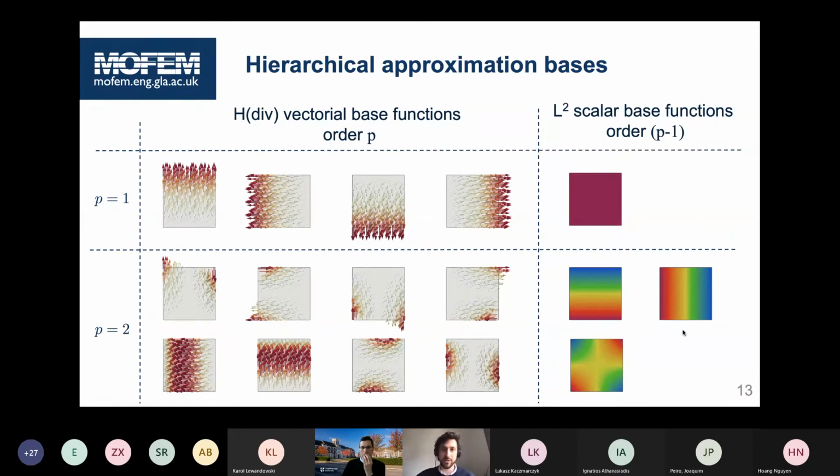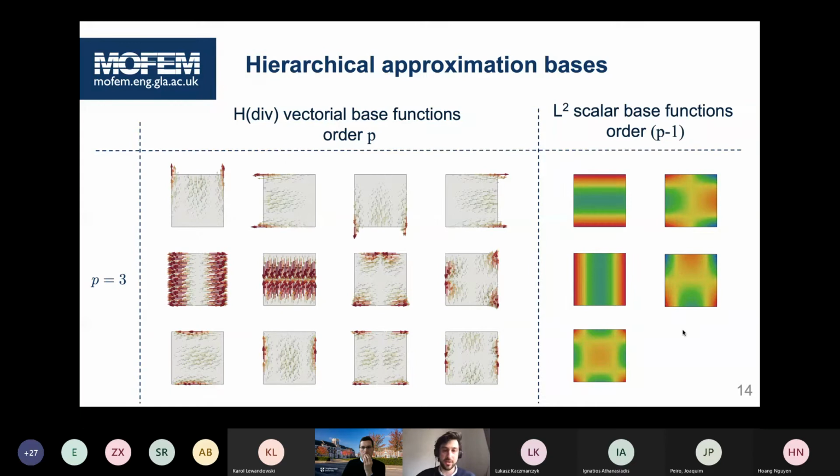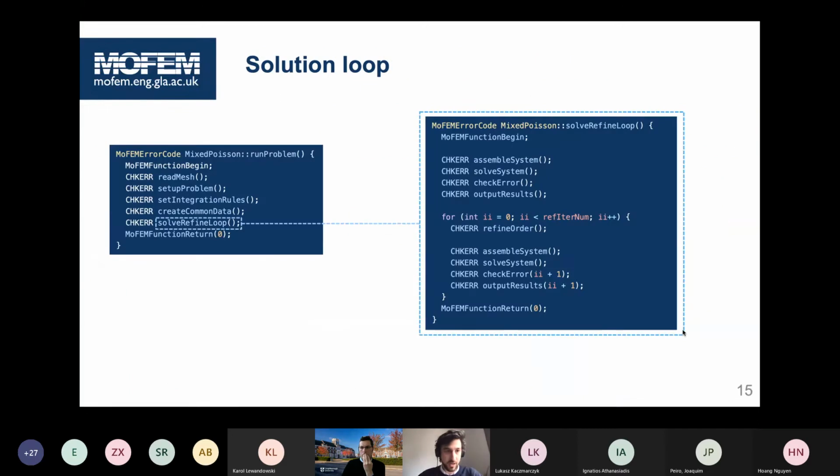And we can continue building this hierarchy and consider the order P equal to 3, which gives us 12 more vectorial base functions for HDiv and 5 more L2 scalar base functions. And so what's important here is that for each of the orders, the stability conditions, the inf-sup conditions, are satisfied for these two fields.